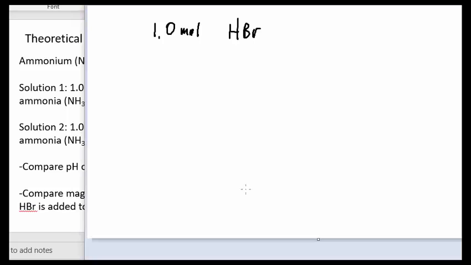What is that going to do? What reaction are we going to see here? That's going to react with a base, right? Because hydrobromic acid is a strong acid. And the base present is ammonia. And basically this H plus is going to transfer to the ammonia. And look, we're going to get more of our conjugate acid.